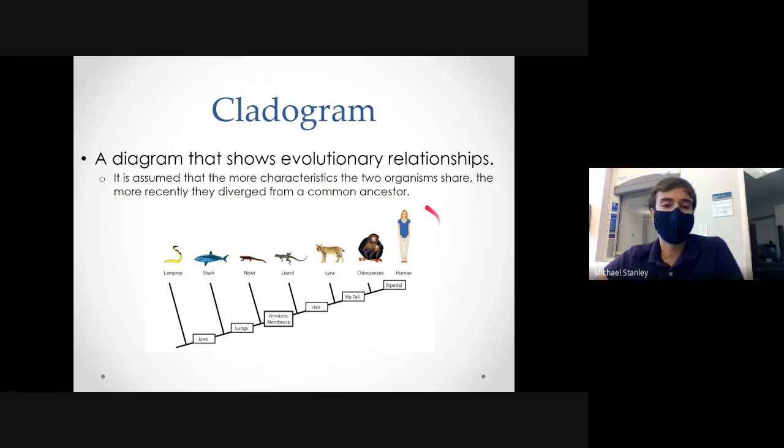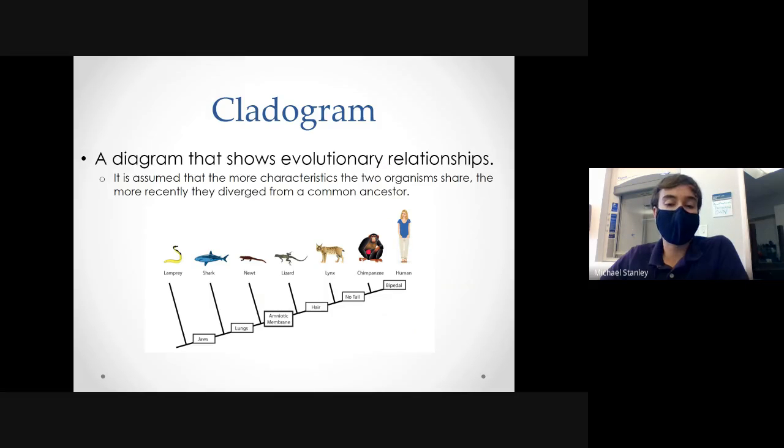So a cladogram is sort of like a family tree, if you will, kind of like those pedigrees that we were looking at earlier in the term. This is kind of like that, but for evolution, not just for one single family. So a cladogram is this diagram that's shaped like a tree like this that shows evolutionary relationships. And the idea is that the closer together that two organisms are, the more recently they diverged from a common ancestor.